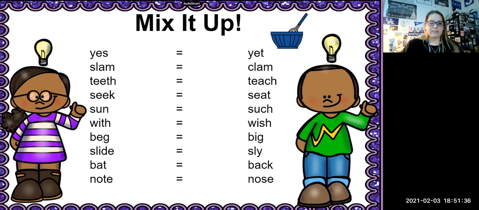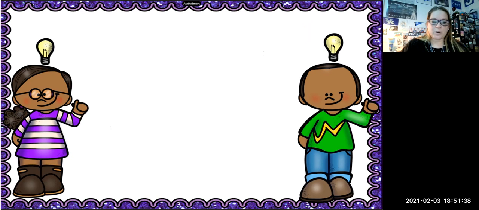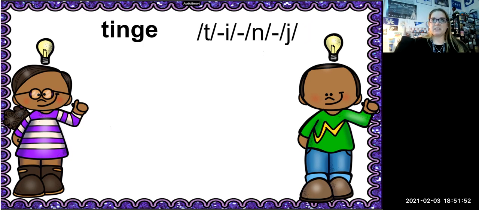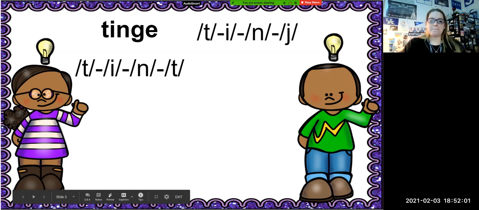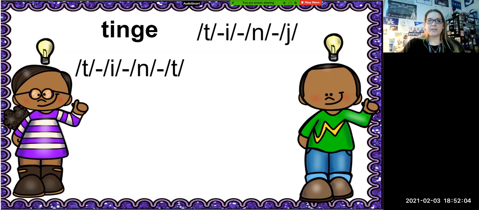Very good. All righty. Our first word for our phoneme manipulation is tinge. Tinge. How many sounds do you hear in tinge? 4 sounds. T, i, n, j. Good. We're going to change this final sound, the j, to t. What is the new word on the curve? It is tint. Very good.